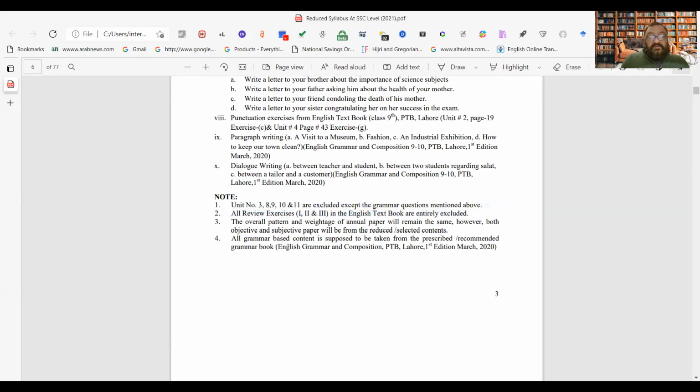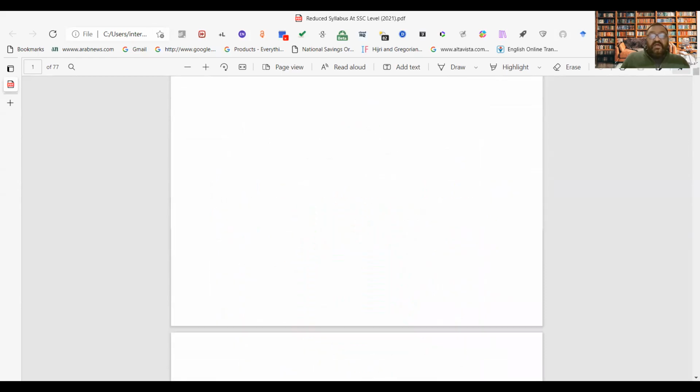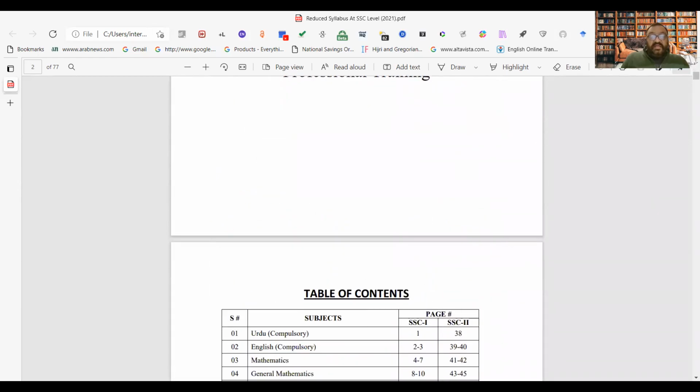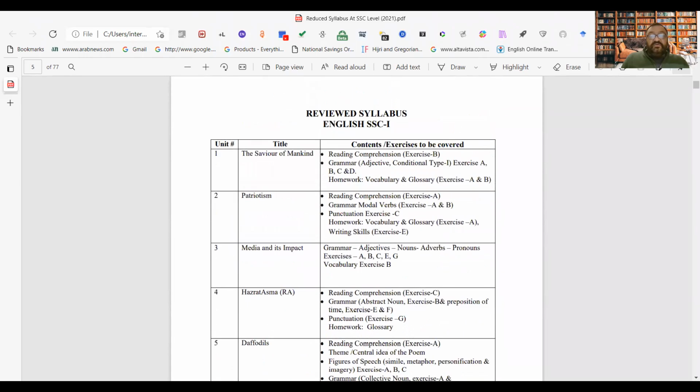Number 4, all grammar-based content is supposed to be taken from the prescribed recommended grammar book. This is the recommended grammar book, English Grammar and Composition, Punjab Textbook Board, Lahore, edition March 2020. Some students will think that this grammar is very difficult, but no, you need not bother. We will make short notes for you of these things. You have to attend our next lectures to see how we do it for your English.